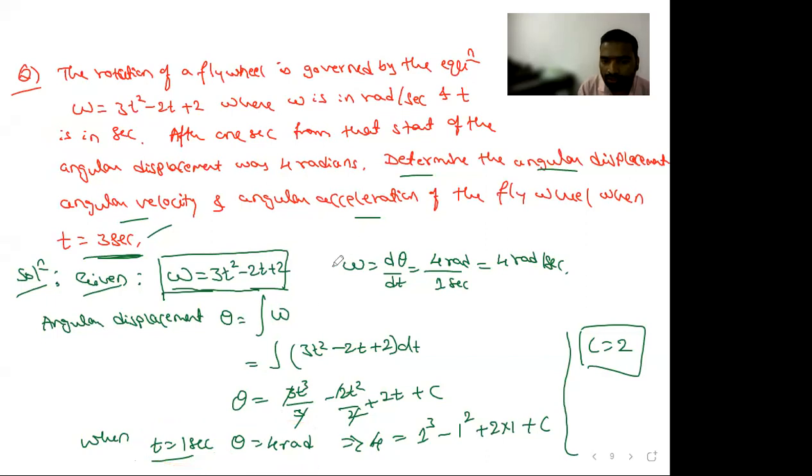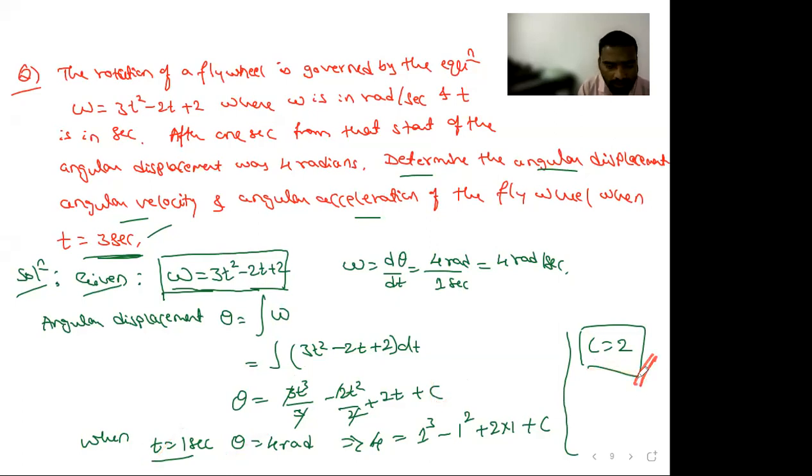So we know that angular velocity is equal to d theta by dt. So 4 is given, 1 is given, so 4 radian per second. Next, he has given the angular velocity function. So theta I want, angular displacement is equal to integration of angular velocity dt. When you integrate, you will get the theta function. He has given t, he has given theta, substitute, you will get the constant c value. C is equal to 2.